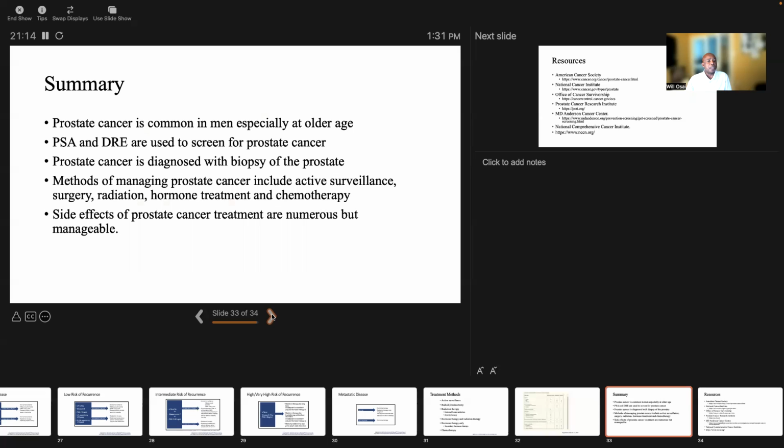The treatment for prostate cancer depends on the grade and the amount of cancer in the prostate. Treatment methods include active surveillance, surgery, radiation, hormone therapy, and chemotherapy. Side effects of prostate cancer treatment are numerous, but they are manageable.